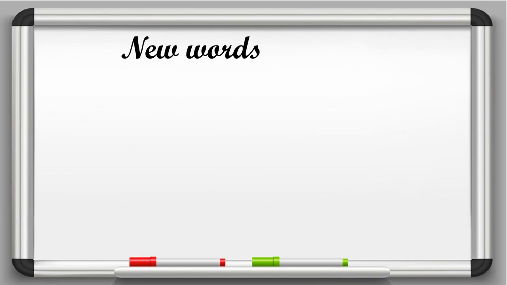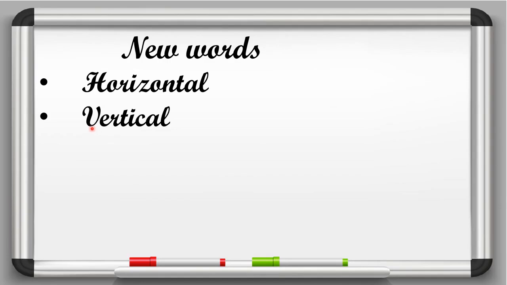Now, beta, we will learn about new words. Okay, so let's start. Number one is horizontal. H-O-R-I-Z-O-N-T-A-L, horizontal. Horizontal means sleeping lines, beta. बिल्कुल सीधी sleeping lines. Now the next is vertical. V-E-R-T-I-C-A-L, vertical. Vertical means standing lines, यानी कि खड़ी line. Okay, beta. Now the next is slanting. S-L-A-N-T-I-N-G, slanting. Slanting means a टेढ़ी line.